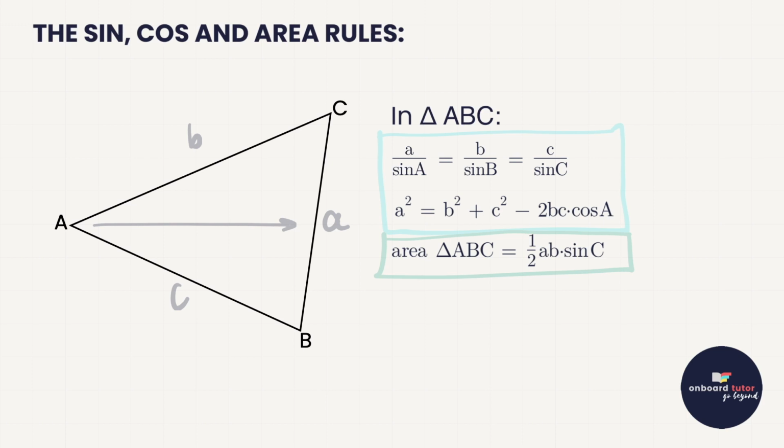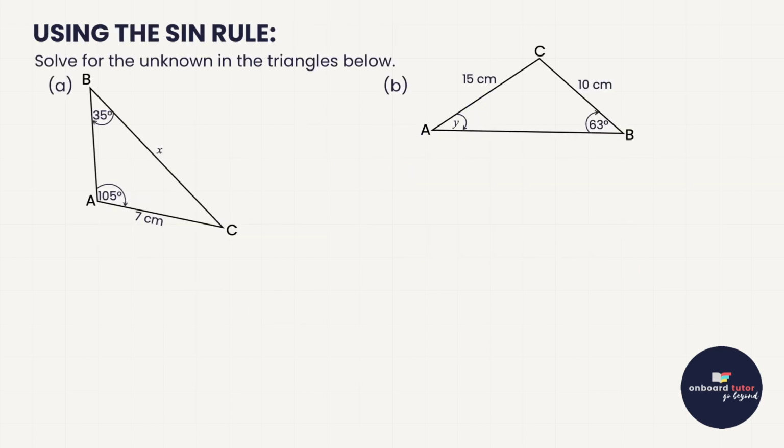Let's test these out. First up, we're going to use the sine rule. It says here, solve for the unknown in the triangles below. Let's take a look at the rule. Basically, what I want is a side opposite an angle and another side opposite an angle. I don't need 3, I just need 2 of these to make it work. So I look in my triangle and say, okay, here's an angle and the side opposite it is something I want. Then here's another angle and the side opposite that is something I have. So the sine rule is going to work here.